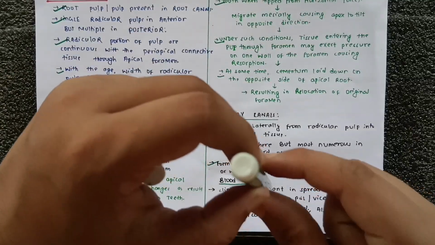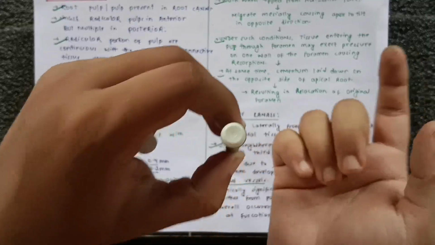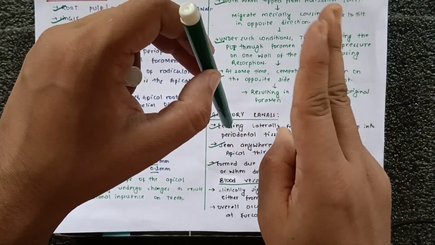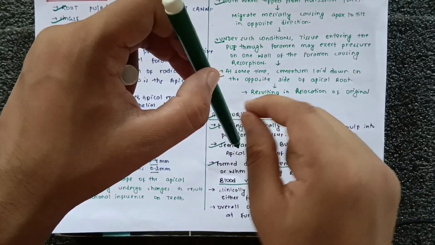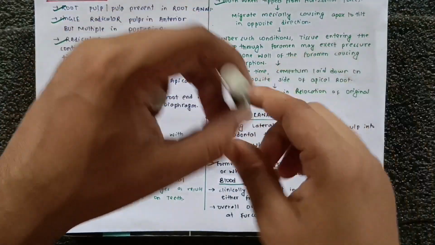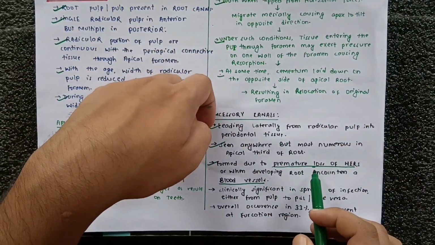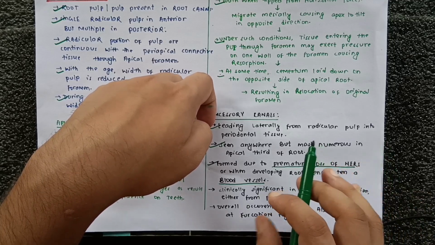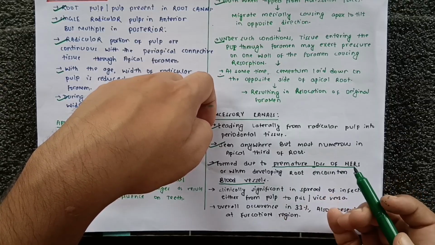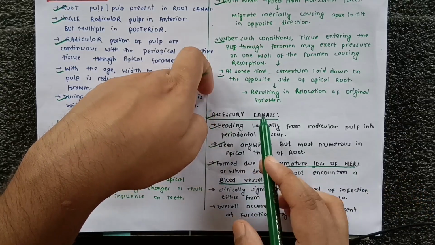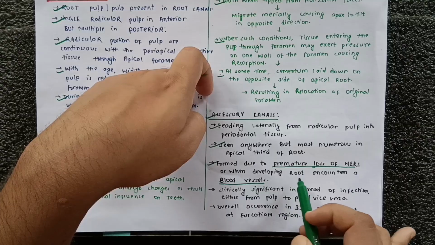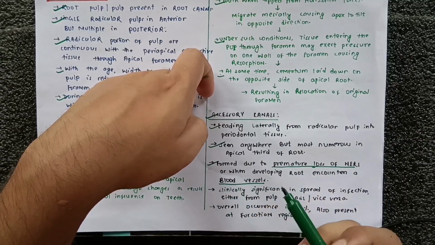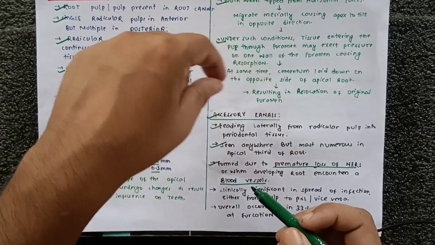The Hertwig's epithelial root sheath develops from the cervical root, and it is a two cell layer. If it is disturbed in the middle for any reason, if there is a premature loss of this root sheath, then there is formation of an accessory canal, or when the root encounters a blood vessel. This blood vessel just makes its pathway to the pulp through this accessory canal.